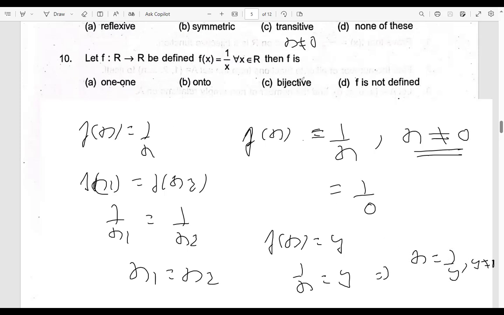Now, it should have been bijective, but we need to see that here the domain is all real numbers and the function is not defined for x equal to 0. So in that case, we'll say that the function is not defined. For this particular question, the answer is this. Had it been x not equal to 0 mentioned, then it would have been bijective.